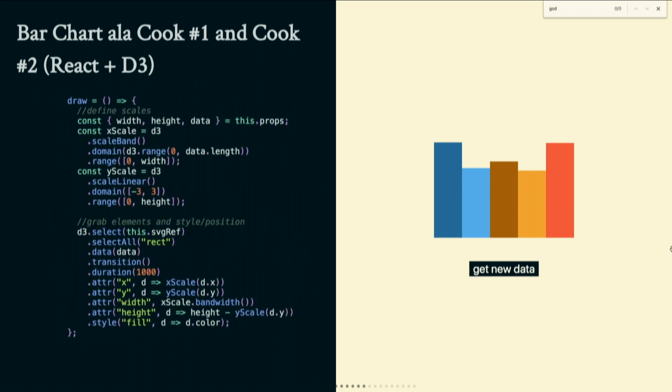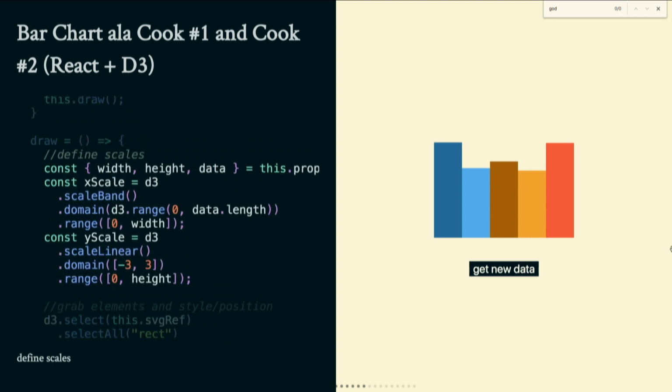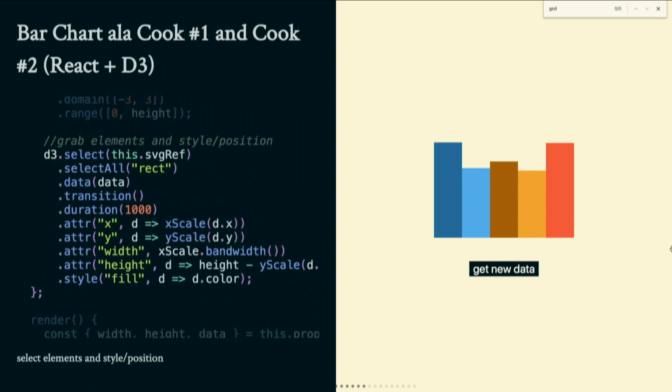So let's take a look at the draw function where D3 comes in. We define our scales again. And here, D3 is going to select the SVG container, select all rectangle elements, which React has already created, attach them to data, and run our transition. So again, this is the same syntax that you saw earlier, just setting the final state of the animation that we want.